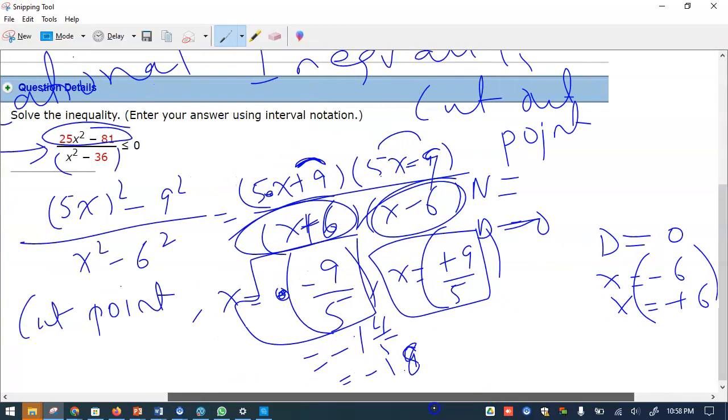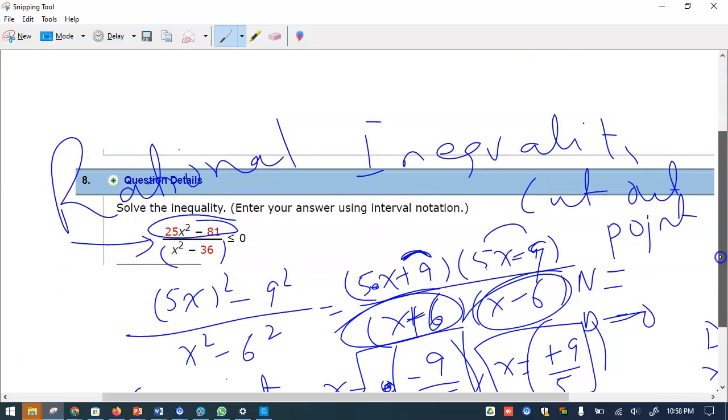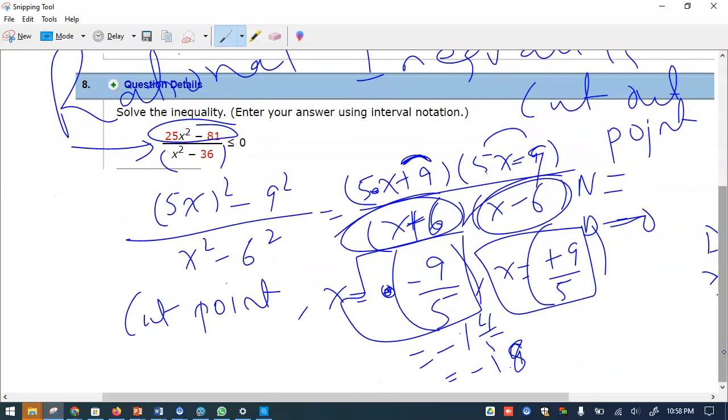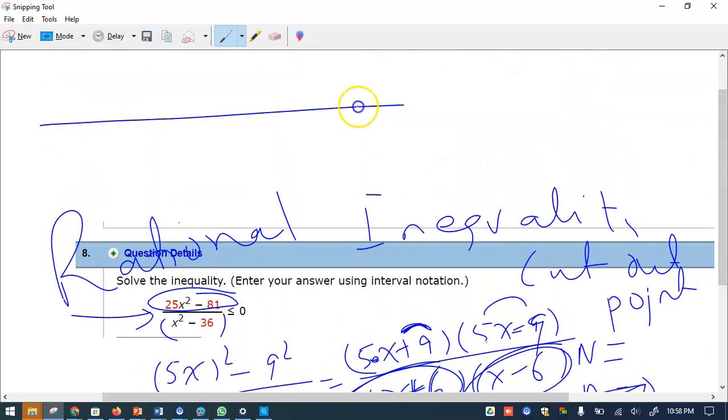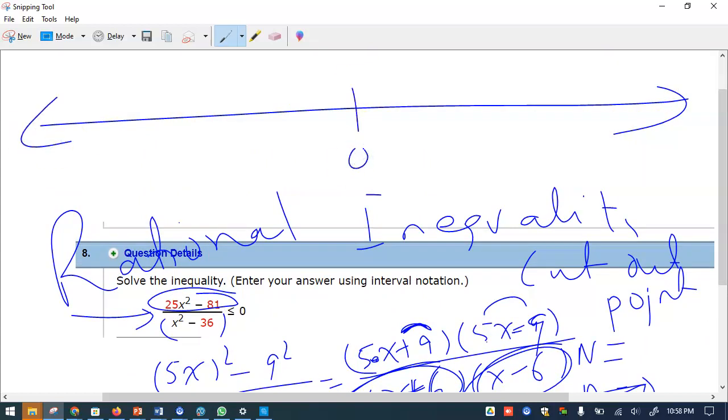So let's do it now. You have to make a number line. The only thing, remember, when you do the number line, remember this is 0 and you have 6 and minus 6. So maybe this is 6 and this is minus 6. And the other one was 9/5, which is minus 1 4/5. So if this is 1 and this is minus 1, somewhere here is 4/5. So it is like 1 4/5.